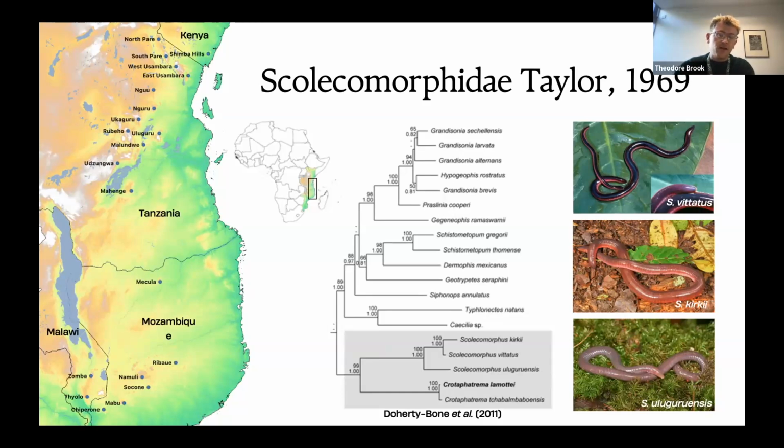Here we investigate the genus Scolecomorphus within the family Scolecomorphidae. This genus is endemic to the Eastern Arc Mountains, which is a biodiversity hotspot and a center of endemism. Scolecomorphus currently contains 3 species, but no molecular analysis has been done on this group, and Scolecomorphus kirkii is believed to comprise multiple species.